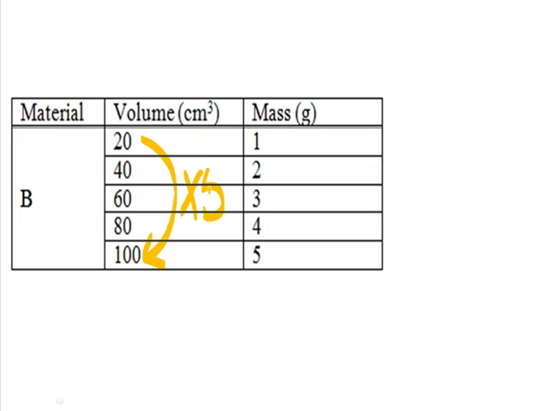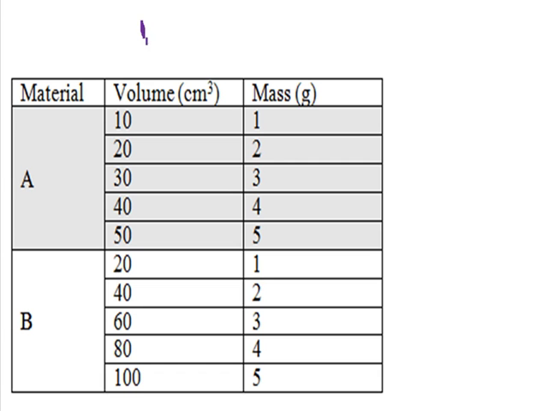20 times 5 is 100. 1 times 5 is 5. 40 times 2 is 80. 2 times 2 is 4. 40 times 3 over 2 is 60. 2 times 3 over 2 is 3. And so we could go on and on and on. The point is that we have direct proportion between volume and mass.